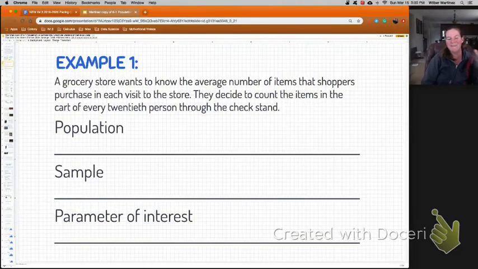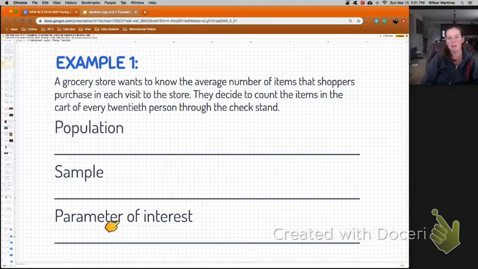The population is the total number of shoppers that shop at a grocery store. The sample, all right, the second one, the sample. The sample in this situation would be the people that you actually surveyed. So every 20th person would be your sample from this example. So population is everyone that came to the grocery store. The sample would be every 20th person that went through the check stand.